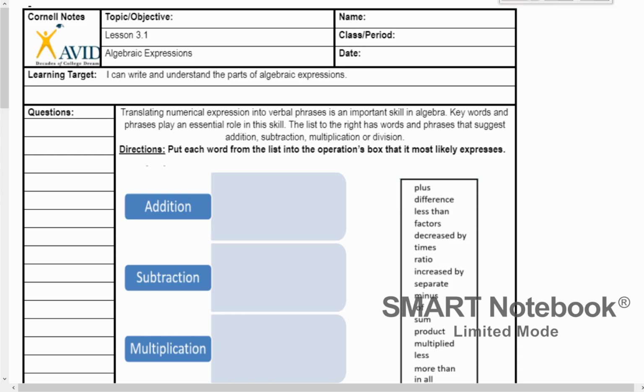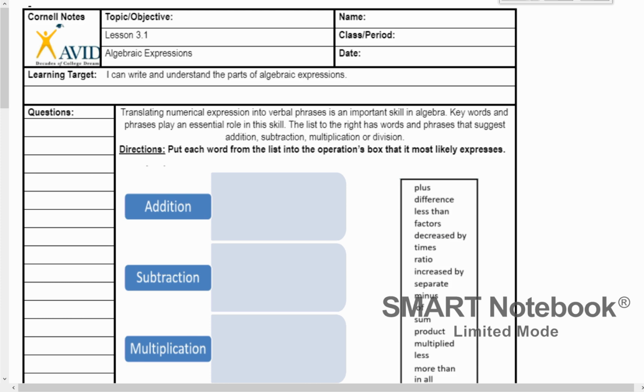Today we're going to be doing the first lesson, well, part of the first lesson in chapter 3, which has to do with algebraic expressions. So our learning target for today is writing and understanding the parts of algebraic expressions. So we're really just going to understand what is algebra and what are the parts of algebraic expressions.